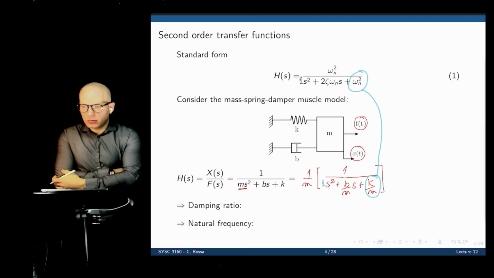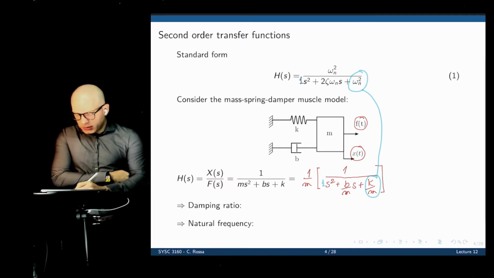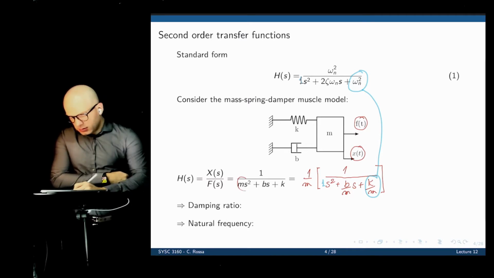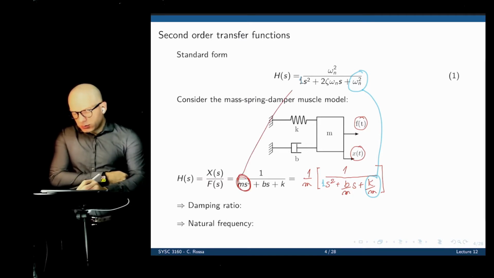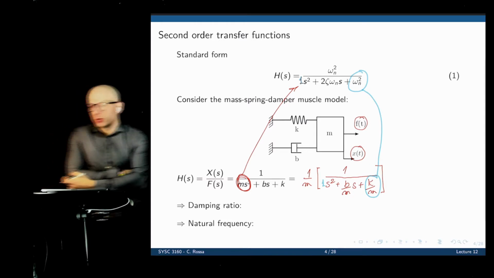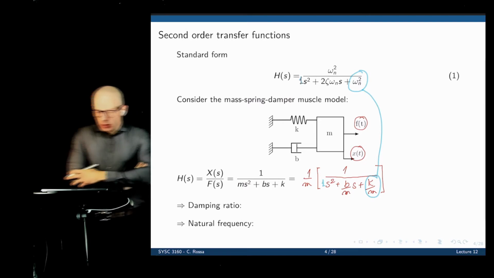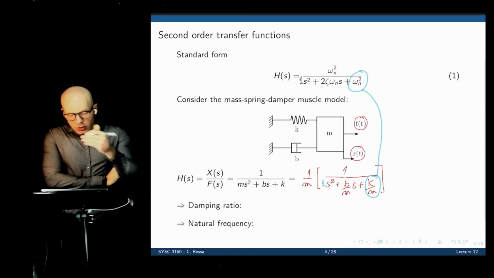Sorry, Professor, why did you divide by 1 over m? What I wanted to do was to get rid of this m here in front of s squared, because what multiplies s squared in the standard form is 1. Oh, so to get 1 there, divide by 1 over m. Okay. I will multiply by 1 over m. Okay.